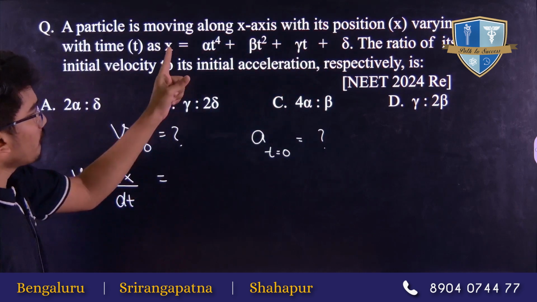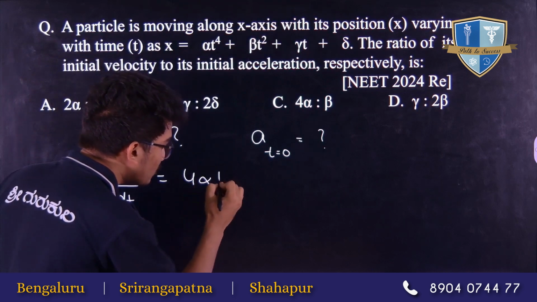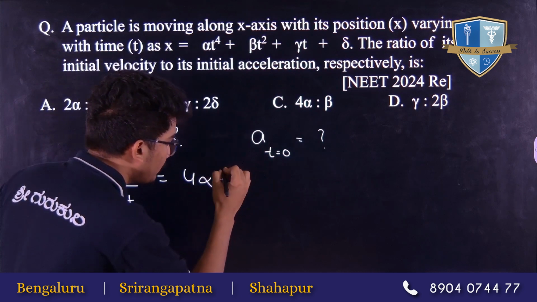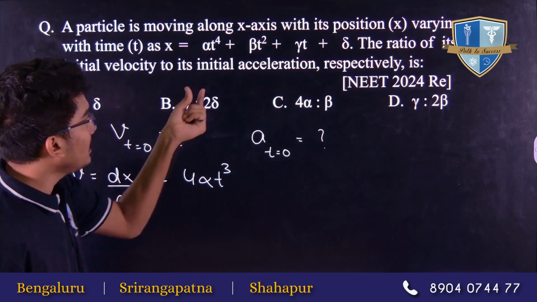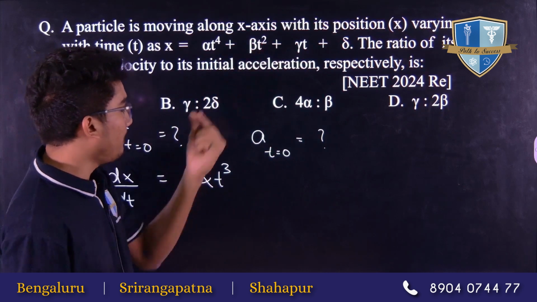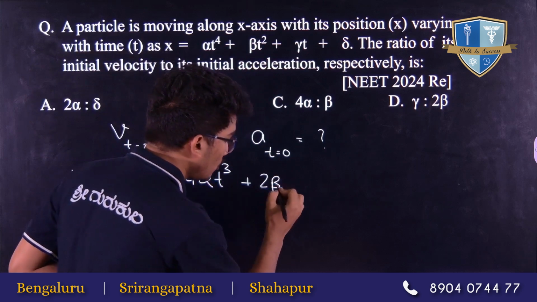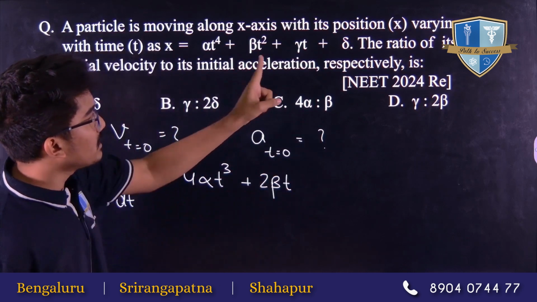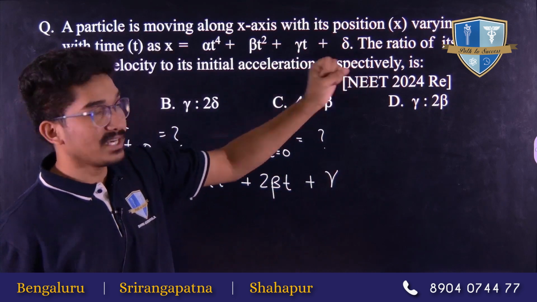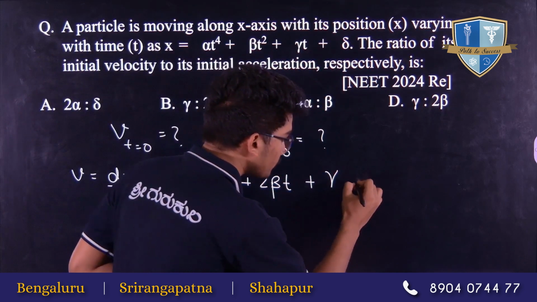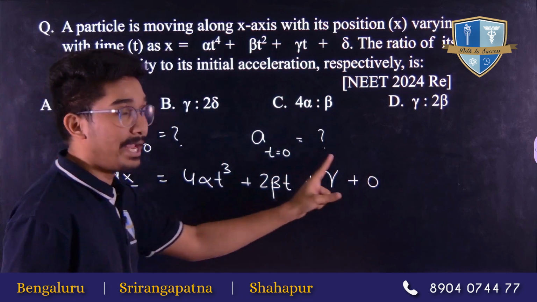Differentiation of alpha t to the power 4 will be 4 alpha t cube, correct? Everyone can do this simple differentiation, I guess, right? Similarly, differentiation of beta t square: beta is constant and differentiation of t square is 2t, so 2 beta t. Differentiation of gamma t will be gamma, and differentiation of constant delta will be 0. Now this is the velocity at any time t.